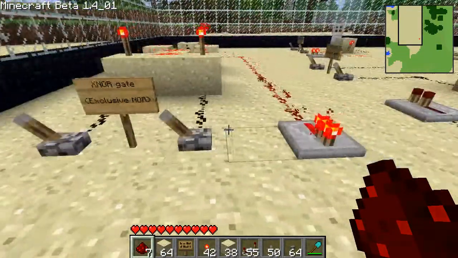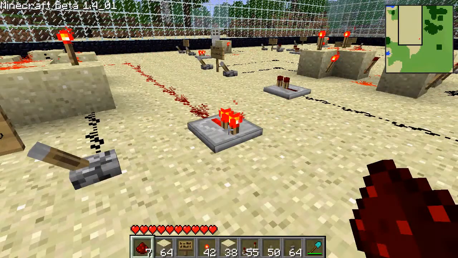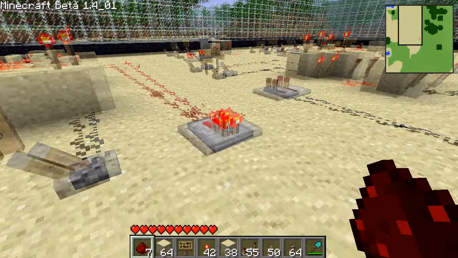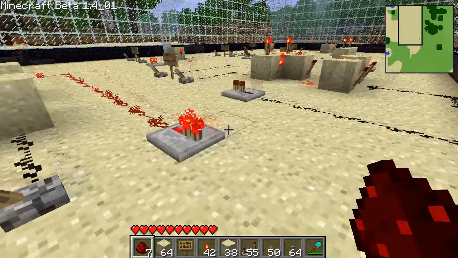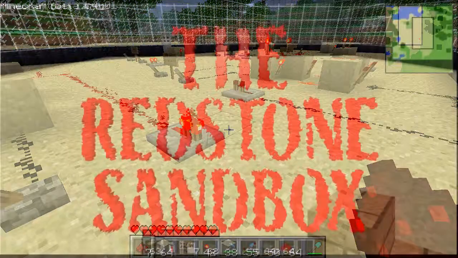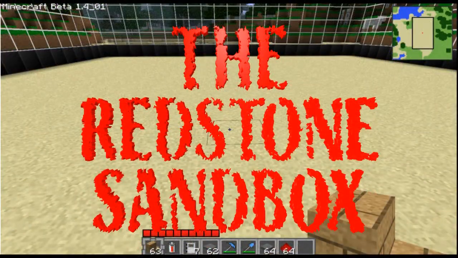This is built essentially like the XOR, except for an added inverter torch at the output. This time it makes sense. The inverted version of the gate requires an inverter torch at the output. Go figure. That's all we have for this edition of the Redstone Sandbox.